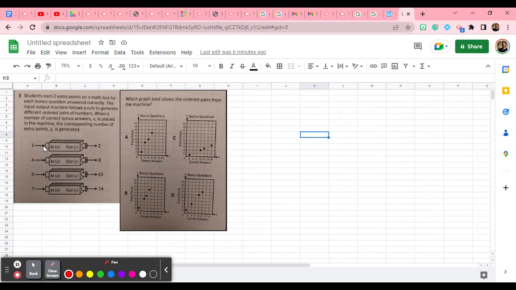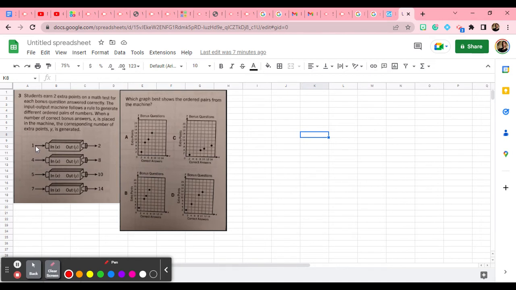Now, we don't really need to know what our rule is here of how we get from 1 to 2 or 4 to 8, but let's talk about it. So in our input-output, we could either do addition, subtraction, multiplication, division, or even a combination of several. But let's take a look. I think this is pretty straightforward, okay?